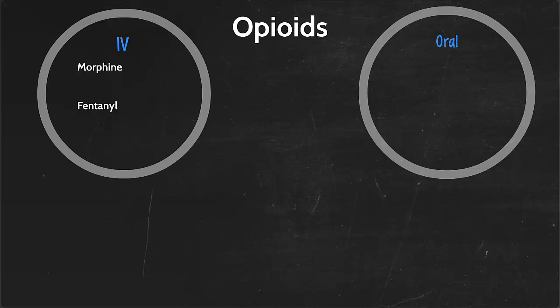Sometimes we need to treat pain faster than morphine can work. That's where fentanyl comes in. It is a very strong synthetic with an onset of 3 to 5 minutes that will last about 30 minutes. It can be dosed at approximately 1 microgram per kilogram.